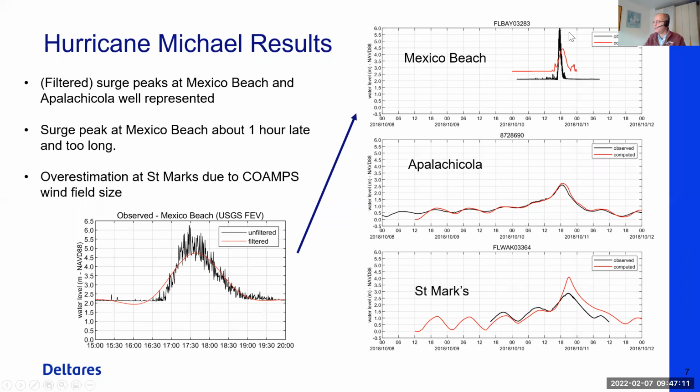You see some differences here. At Mexico Beach, there are some wave-driven components which are not included in the Delft3D model, which seem to give some underestimation, but if you filter the data, it looks already a lot better. We're dead on in Apalachicola. And because of the size of the COAMPS wind field relative to the observations, we're over predicting the surge in St. Mark's.